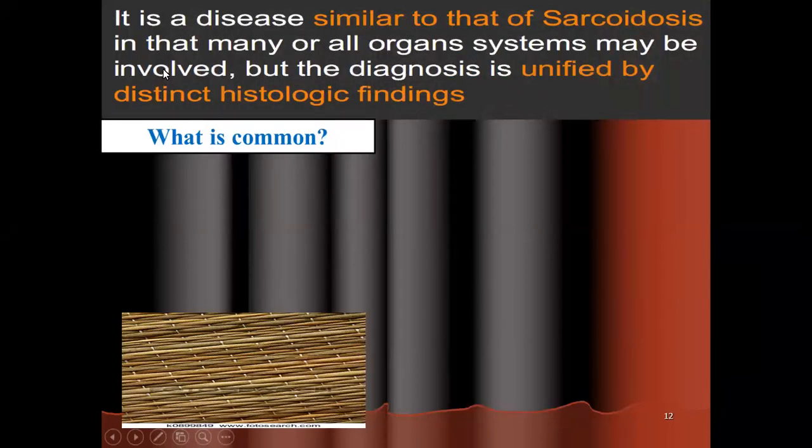Now it is recognized that IgG4 related disease is a disease similar to that of sarcoidosis, in that many or all organ systems may be involved, but the diagnosis is unified by distinct histologic findings. It is a characteristic tissue, not a serum level, not a cellular infiltrate, but a tissue as a whole that has a characteristic feature like sarcoidosis. You may find sarcoid tissue in the lung, sarcoid tissue in the lymph node, sarcoid tissue in the kidney. The same, you may find the characteristic tissue.